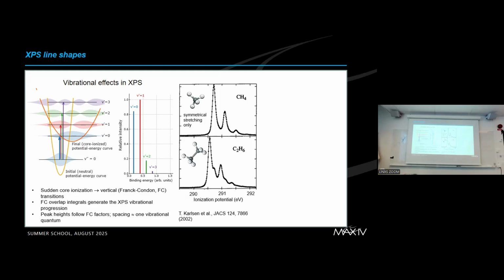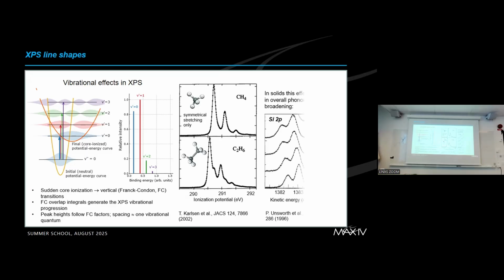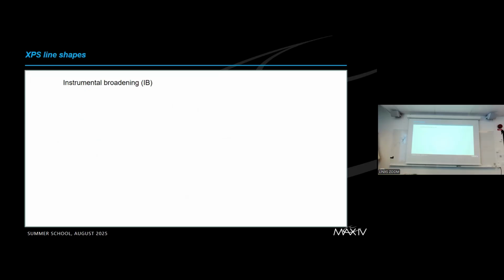And that's understandable that if you go from a molecule to a solid, you cannot already resolve any individual vibrations. What you will see in a solid is rather a vibrational broadening. So this is shown here in the silicon 2p line. If you increase the temperature in the sample, you see the vibrational broadening, that the line becomes broader. So this is another complication in the shapes. And on top of that, as I said, we have instrumental broadening.